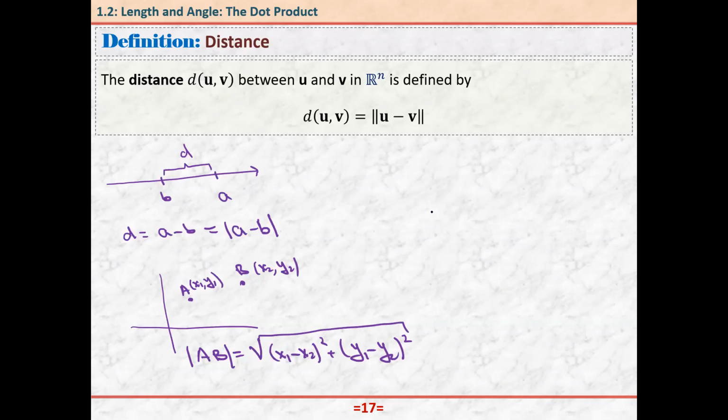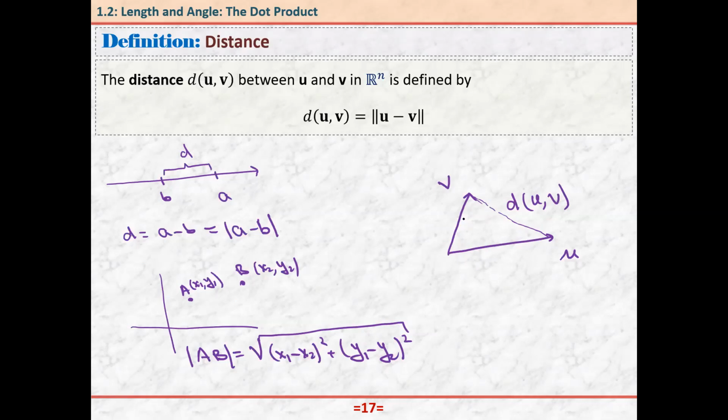How about if you're given two vectors? Let's say this one is vector u, and another one is vector v, right? The question is, what do we actually mean by the distance? We mean the distance between their heads. That is the distance between u and v. This is how we define the distance, okay?